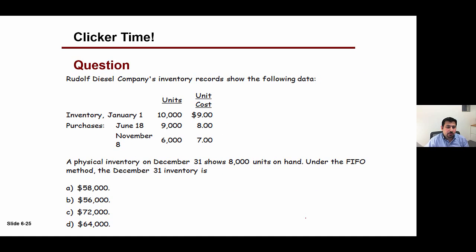Now, Rudolph Diesel Company's inventory records show the following data. This is the beginning inventory, and those are the purchases. We have two purchases. The physical inventory on December 31st shows 8,000 units on hand. Whenever you hear the words on hand, this means ending inventory. So the ending inventory is 8,000 units.